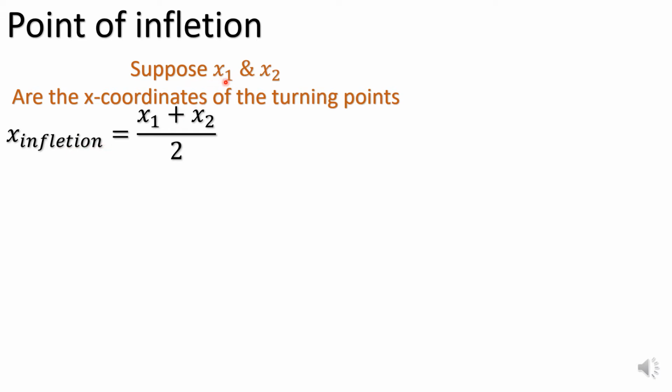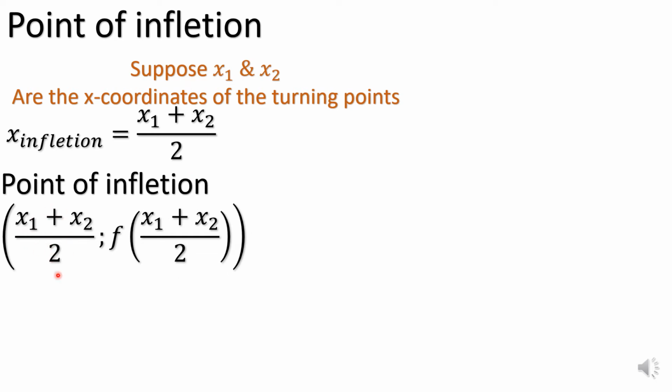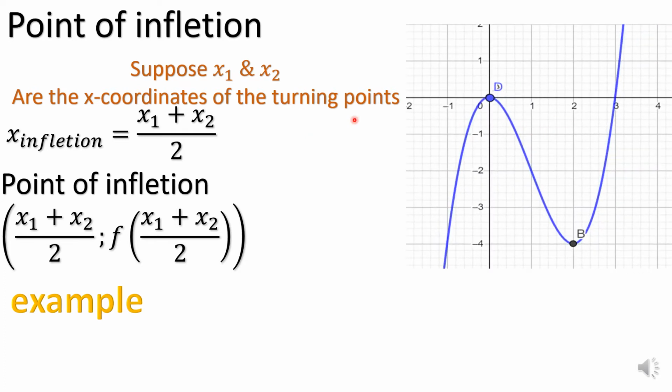x1 is the x-coordinate of one turning point, and x2 is the x-coordinate of the other turning point. When you add these and divide by 2, you get the median, which is the x-coordinate of the point of inflection. So the point of inflection coordinates is going to be this x, and this is our f at that x, which is y. So we have found the point of inflection using that method. There is a typical example of using that. Let's have this graph and try to apply this method.